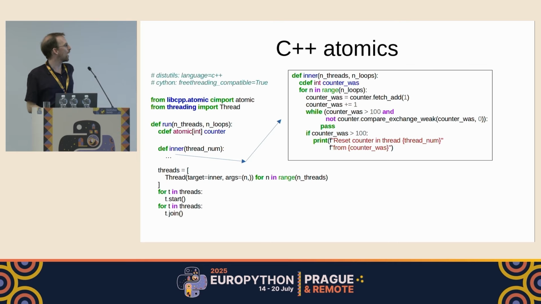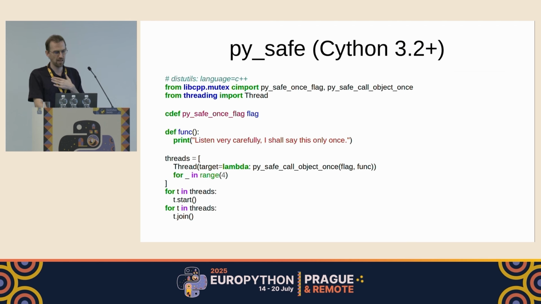The other thing you've got is compare exchange, and compare exchange is saying if the value equals something that you expect, then put a new value in. Otherwise, go around the loop again. C++ atomics are probably the most useful thing you can take from the C++ standard library.